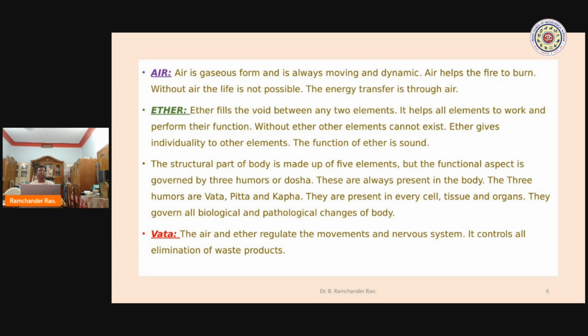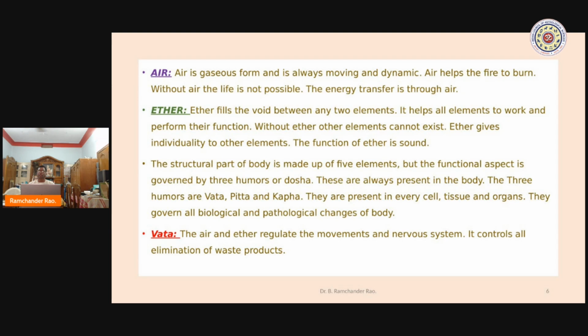Ether fills the void gap between any two elements. It helps all the elements to work and perform their function. Without ether, other elements cannot exist. Ether gives individuality to other elements. The function of ether is sound, and sound works in our body.